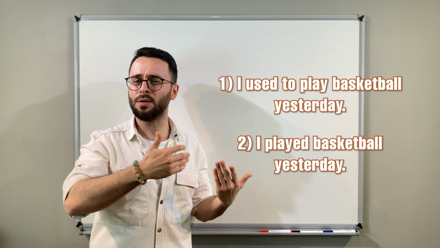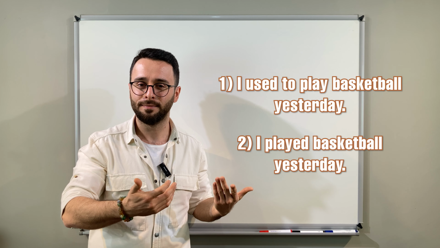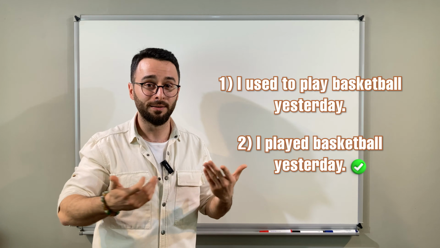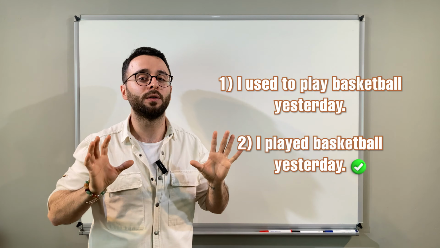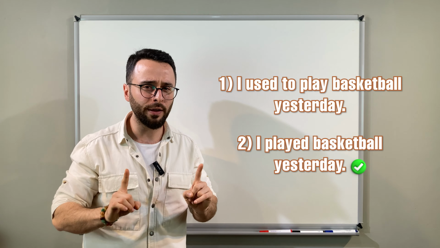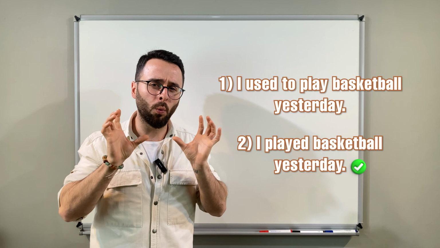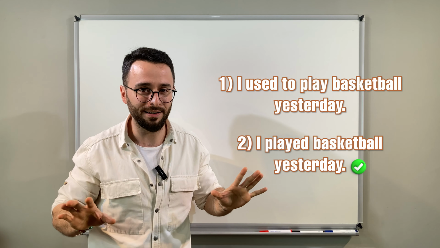So, which sentence do you think is correct? Well, the second one, right? I played basketball yesterday. Why? Because it just happened one time in the past. If the action that you want to mention by using used to was just for one time in the past, we can't use this form.